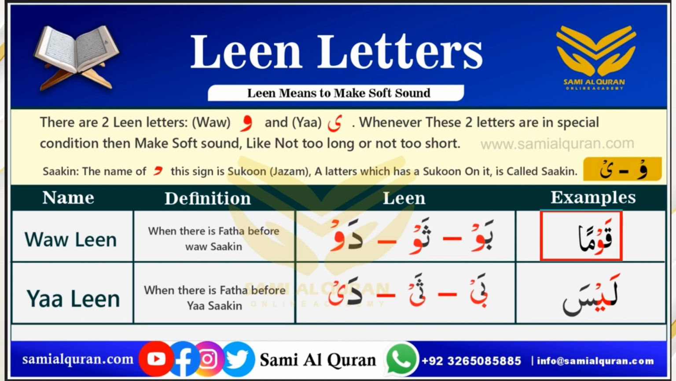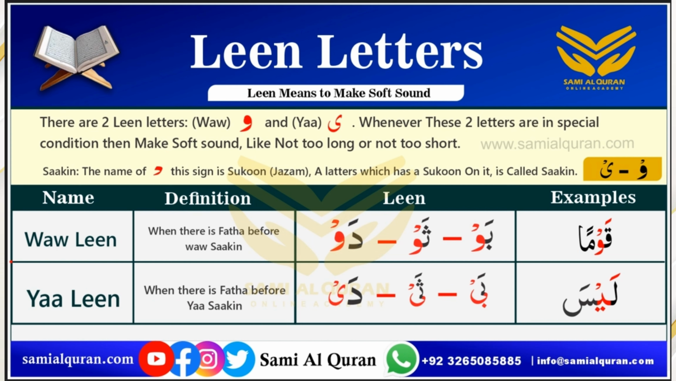And now we read here the example of waw leen. So this is qaf waw fatha qaw. We read with the soft sound, we don't stretch it, as we read qaw mim double fatha man, qawman. So this is waw leen. I hope you understand the waw leen.